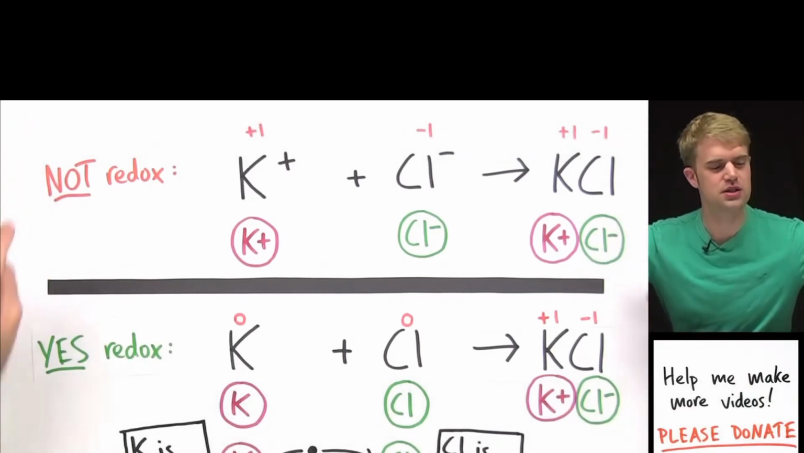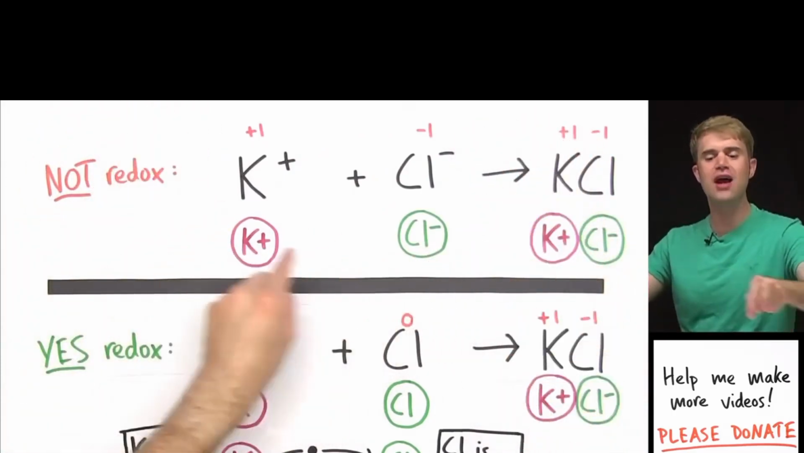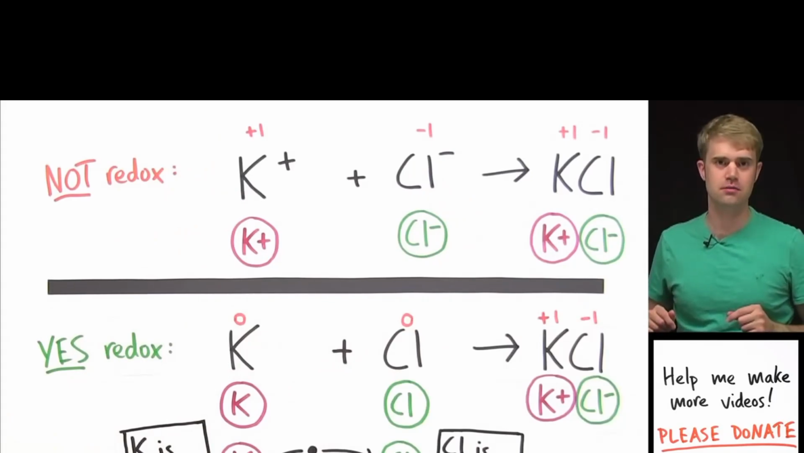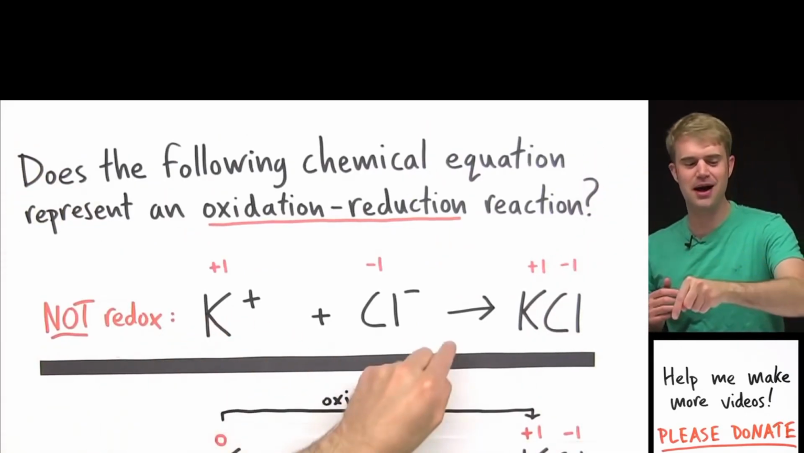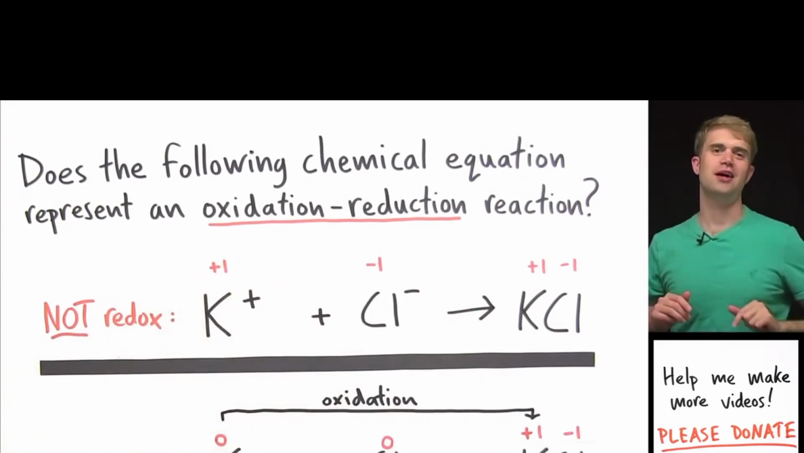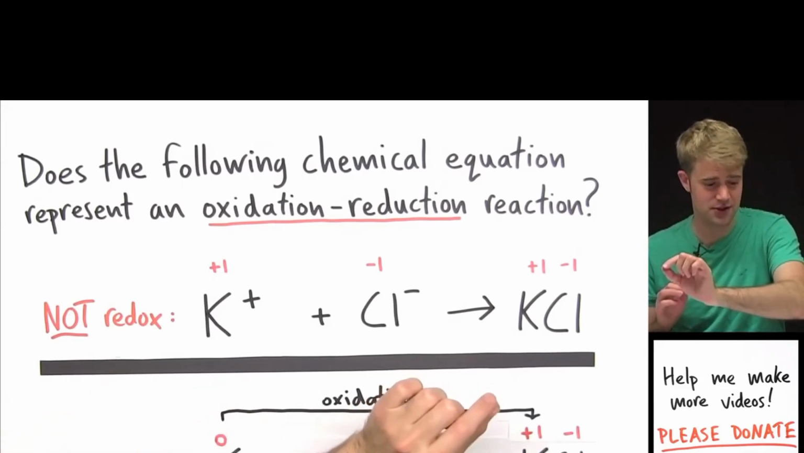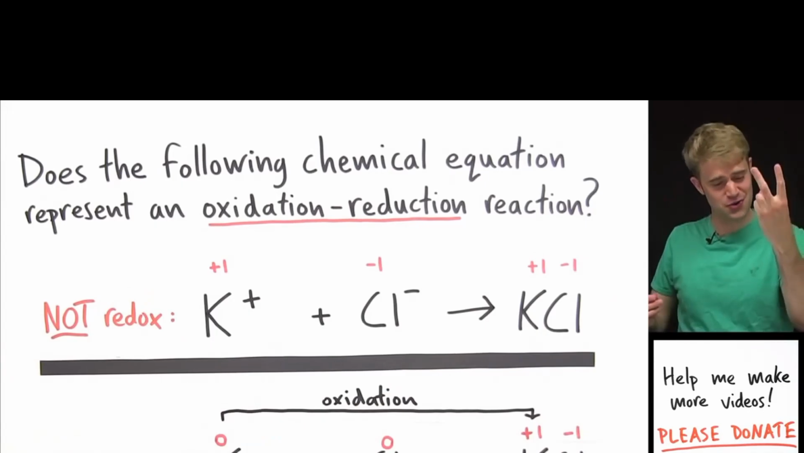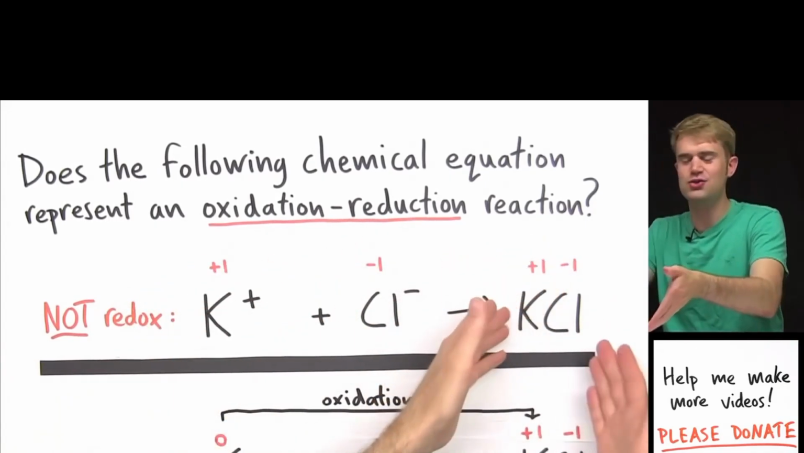The reason why this here was not a redox reaction is because potassium and chloride started out already with charges. So we didn't need this transfer of electrons to give them the charges. So if you ever run into a question like this, remember, just because an equation has pluses and minuses doesn't mean that it's an oxidation reduction reaction. For something to be an oxidation reduction reaction, you've got to see a transfer of electrons. This equation wasn't a redox reaction because there was no transfer of electrons. Two things that started out as +1 and -1 just stuck together. They were still +1 and -1 at the end.